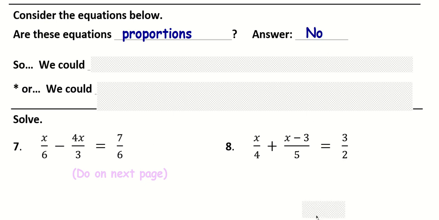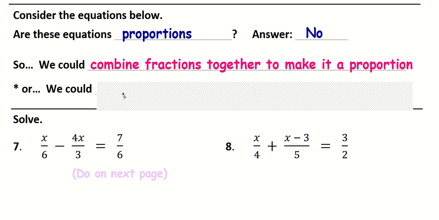Well, no. This is a fraction and then minus another fraction on the left side. So these are not proportions. Okay? So guess what? You cannot do the whole cross multiplying, you know, song and dance with these. So what are we going to do? Well, let's just cut to the chase.